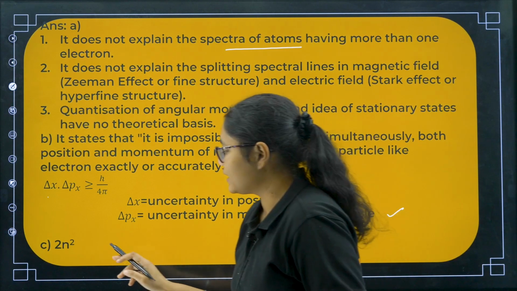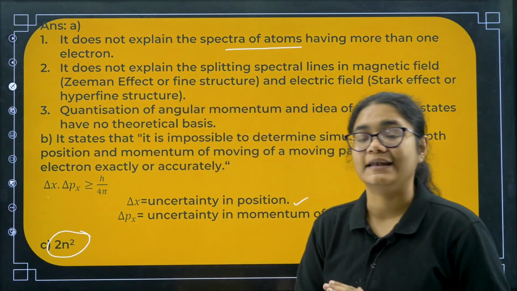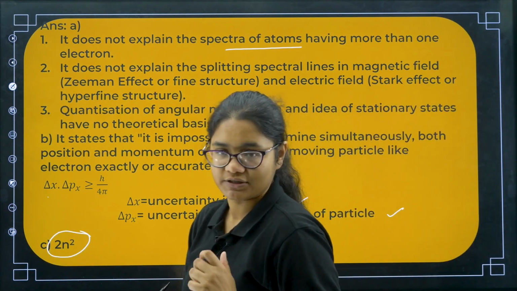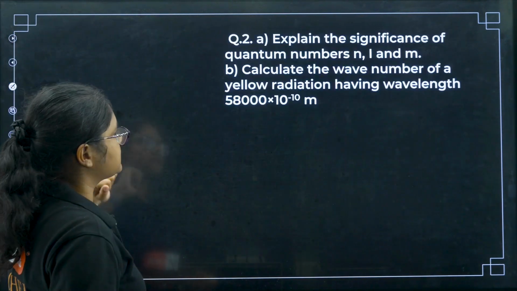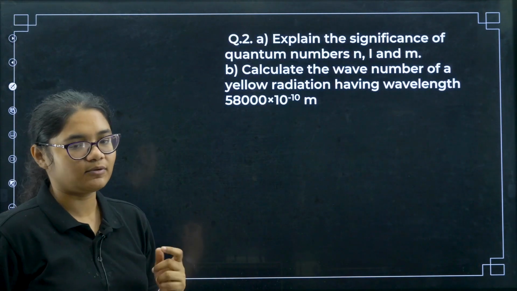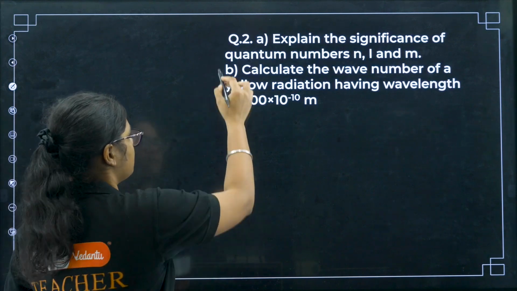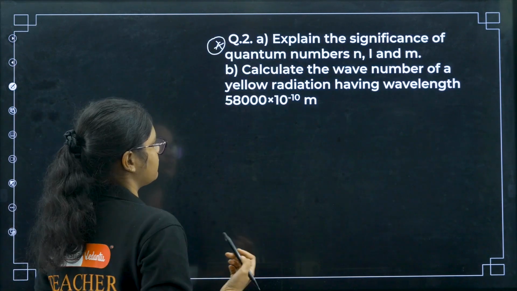Next, how many electrons can be held? It is 2n square, where n is what? n is the number of the shell. Okay, n is the shell number. Clear? Next, question number 2, explain the significance of quantum numbers n, l and m. This is a very important question. Every year we get a question from here.